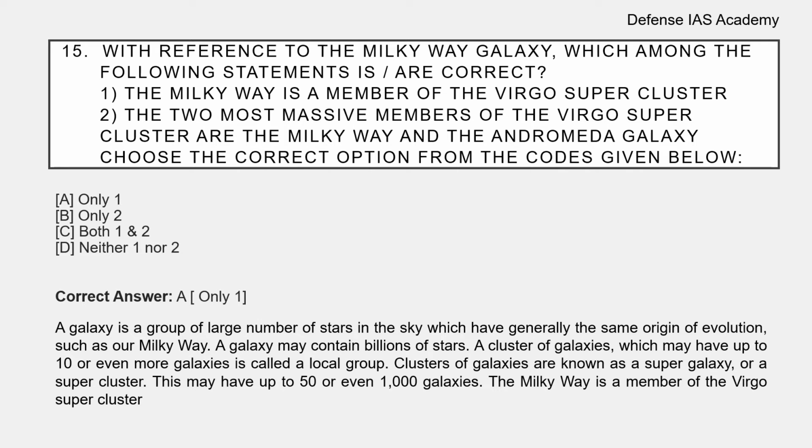A galaxy is a group of large number of stars in the sky which have generally the same origin of evolution, such as the Milky Way. A galaxy may contain billions of stars. A cluster of galaxies which may have up to 10 or even more galaxies is called a local group. Clusters of galaxies are known as a supergalaxy or a supercluster. This may have 50 or even 1000 galaxies. The Milky Way is a member of Virgo supercluster.